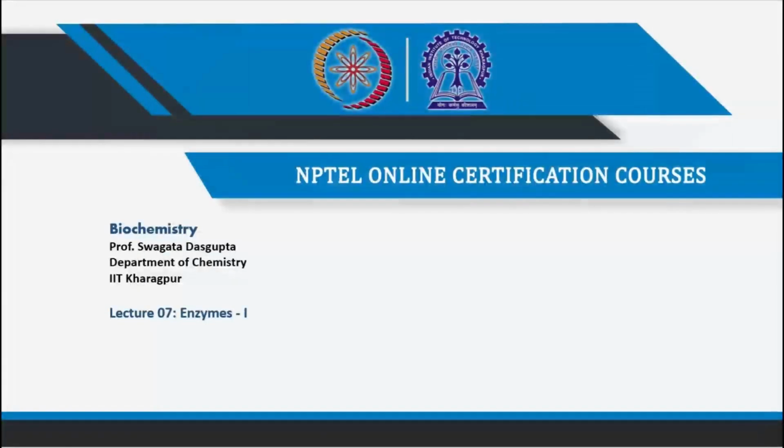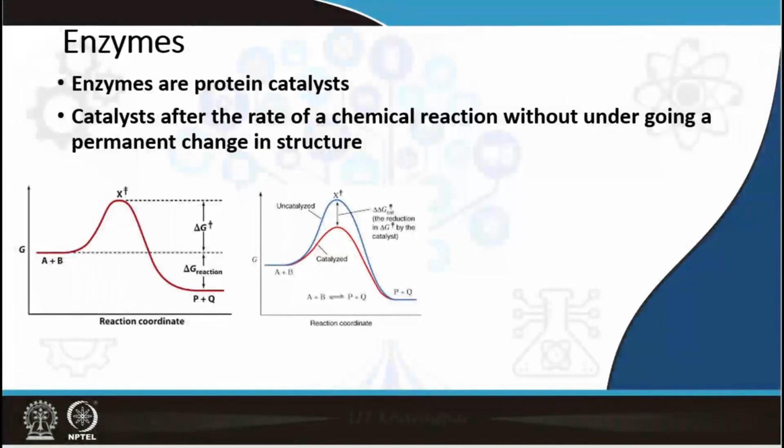Basically all enzymes are protein catalysts. They're protein catalysts in that they are catalytic in nature, but they are proteins. And you know about catalysts. What do they do? They alter the rate of a chemical reaction without undergoing a permanent change in structure. So this is exactly what the protein is going to do also. We'll see how it exactly does that. It is going to change the rate of the chemical reaction, but the protein itself is not going to undergo any change, even though it is going to bring about a drastic change in the reaction.